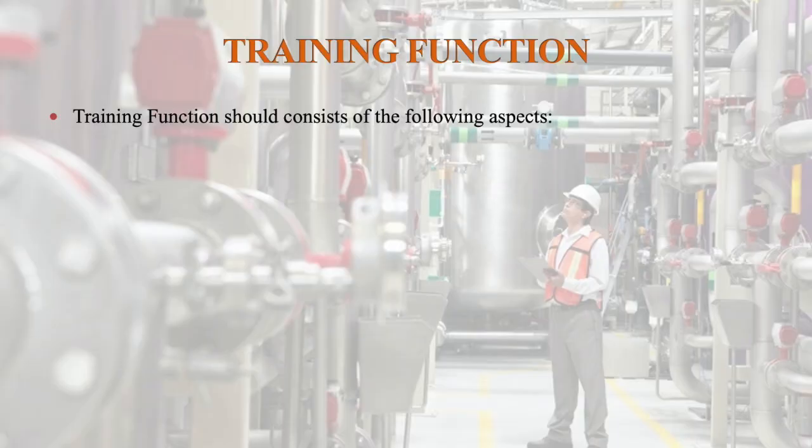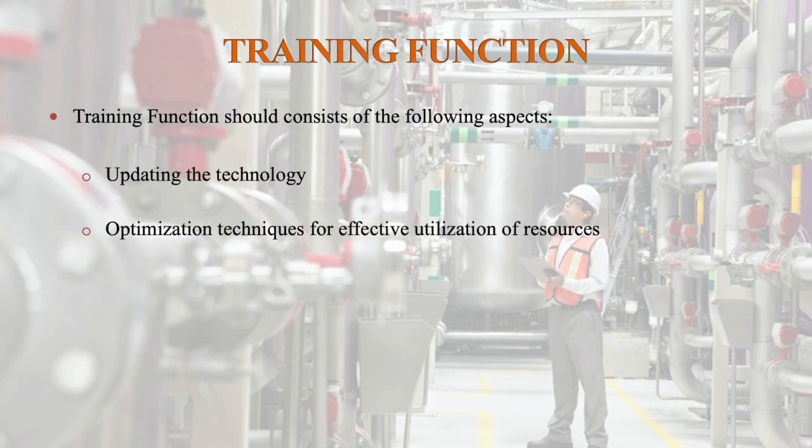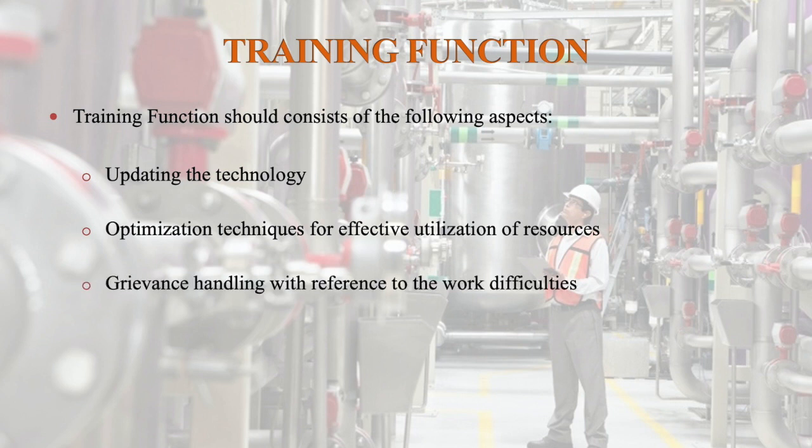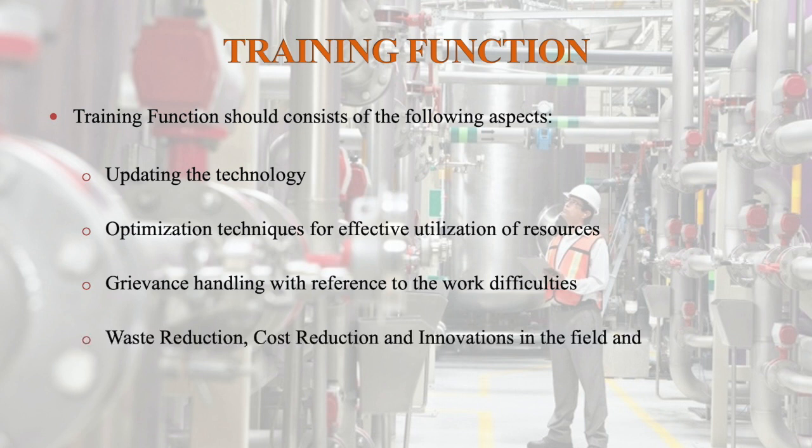The employees should be trained and updated so that skill and knowledge can be enhanced, so that the new updated knowledge will be gained by the maintenance crew and they can perform the maintenance function effectively. Training function should consist of the following aspects: updating the technology, optimization techniques for effective utilization of resources, grievance handling with reference to the work difficulties, waste reduction, cost reduction, innovations in the field, and feedback.